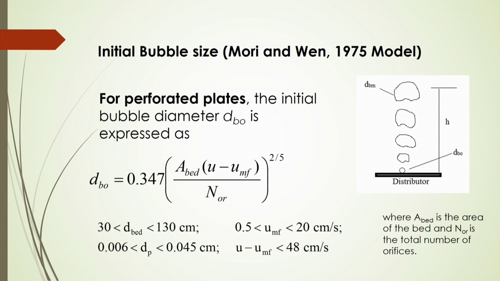Now, for the initial bubble size as per this Mori and Wen model, for perforated plates they measured the initial bubble size and the initial bubble diameter from their experimental data. They correlated it to predict the initial bubble diameter, and they found that it depends on the number of orifices, the bed diameter, and the relative velocity of the gas to the minimum fluidization velocity. Again, you can make this type of correlation from your experiment. Otherwise, you can directly use this correlation to calculate the initial bubble size from the distributor.